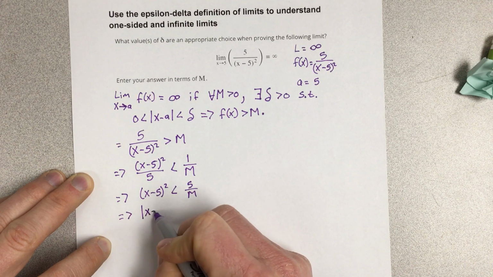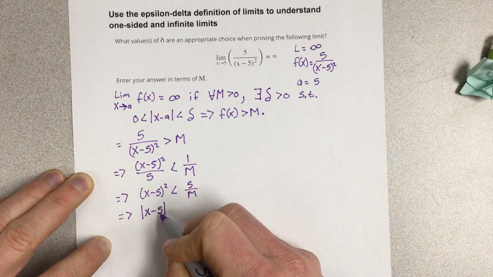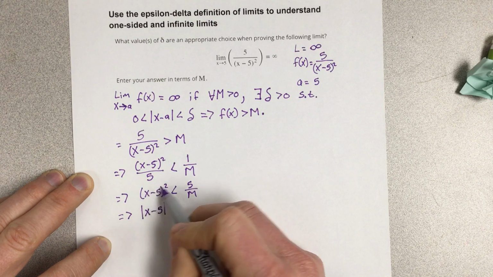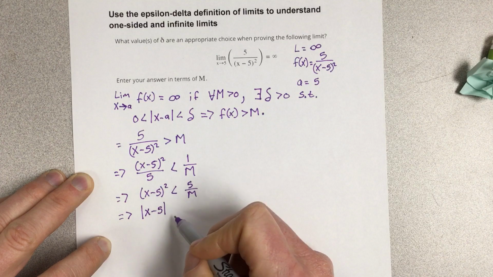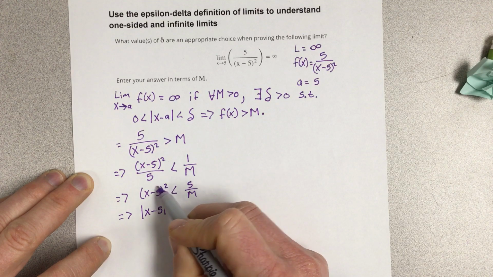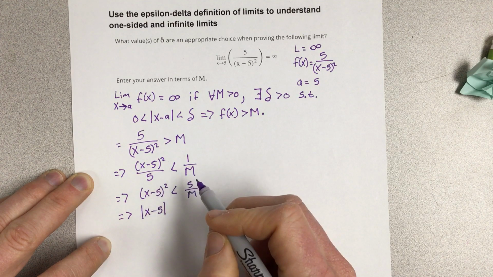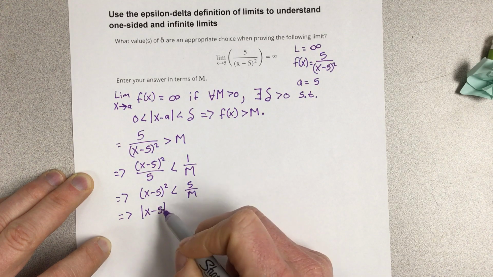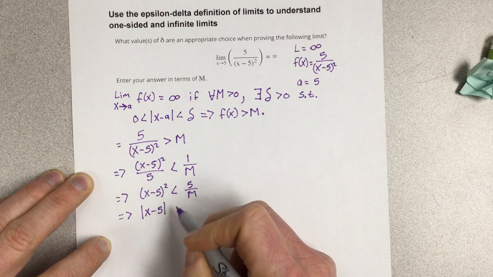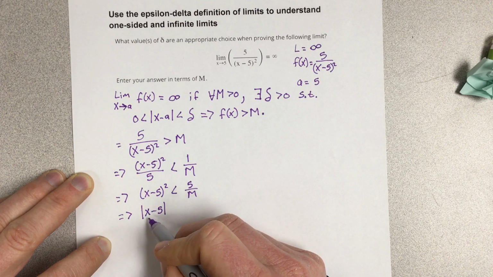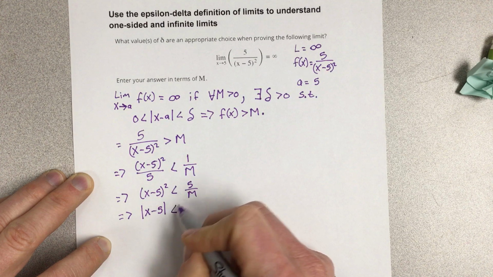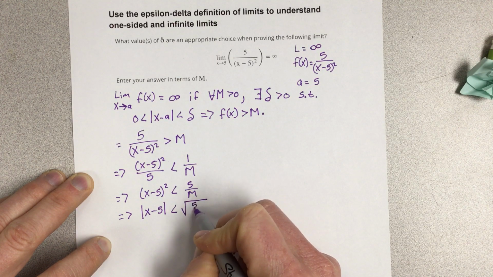If I square root each side, then I would have the absolute value of x minus 5. And I say the absolute value of x minus 5 because this was already a squared term, and when we square root, we're not going to get the negative version of that, we're going to get the positive version. So that would just be the absolute value of x minus 5 less than the square root of 5 over M.